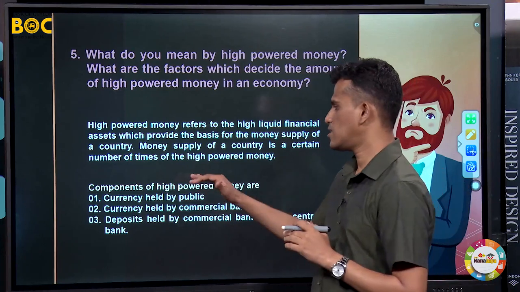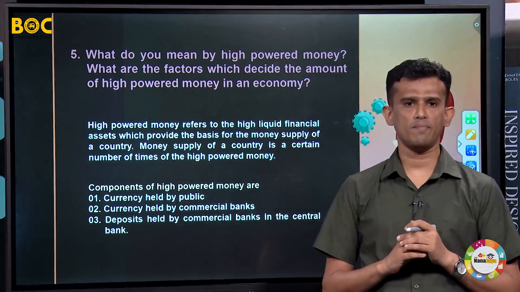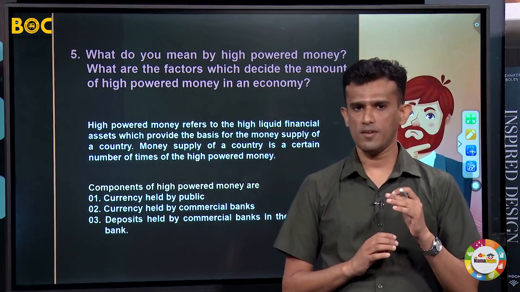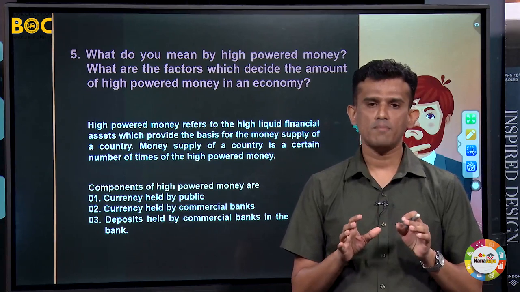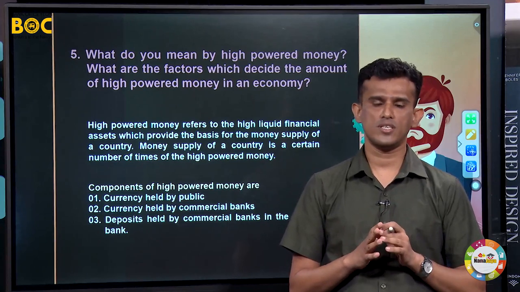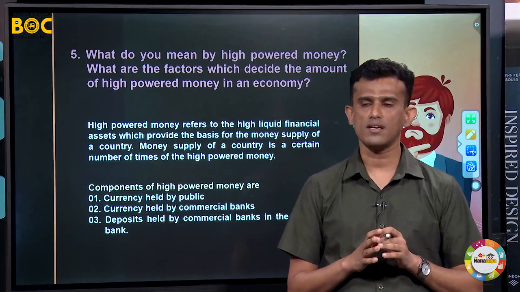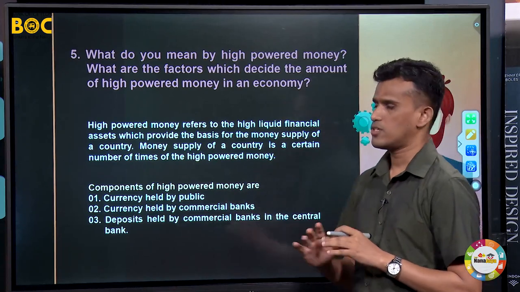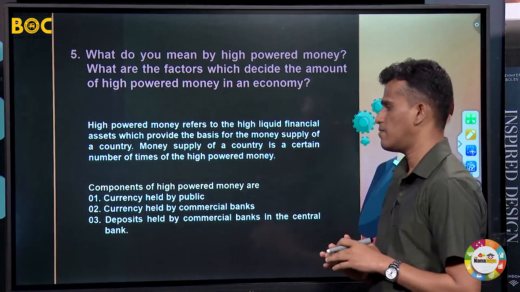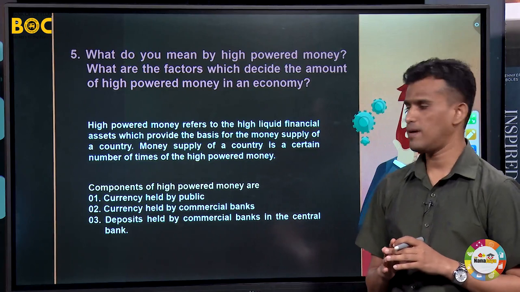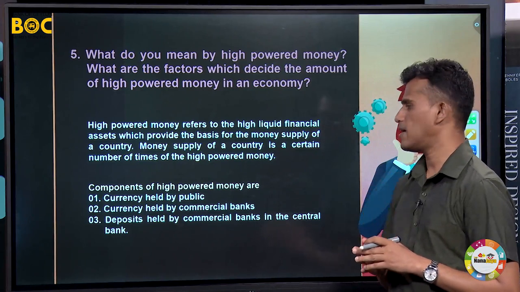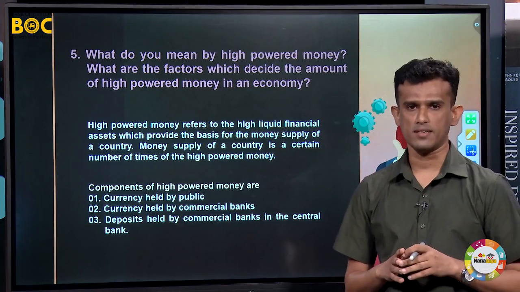In addition to these three major components of high-powered money, we can identify a fourth component as well, that is the deposits held by government agency institutions in the central bank. But identifying these three components is enough. What are those? Currency held by public, currency held by commercial banks, and then deposits held by commercial banks in the central bank, like this.